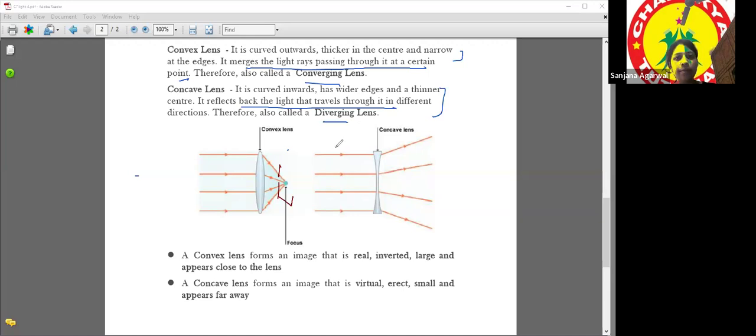Reflects back means that the rays are sent back. Okay. So a convex lens always forms images that are real, inverted, large, and appear close to the lens. And a concave lens forms an image that is virtual, erect, small, and appears far away. Fine.